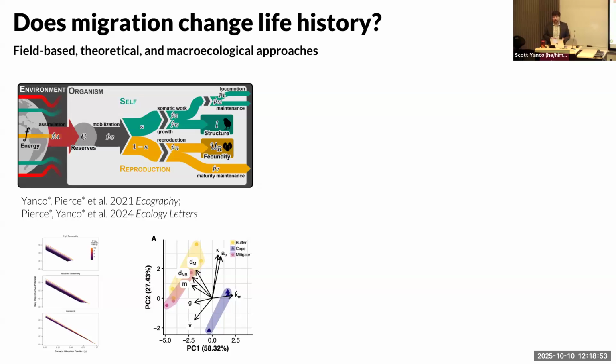There's a lot of ways to be a migrant. There are more than one life historical configuration associated with migration, probably because of this, because you're dampening seasonal amplitudes and opening up more life history space for yourself.